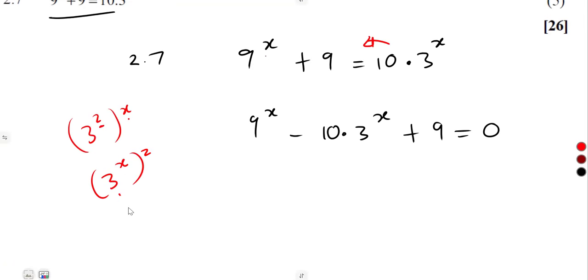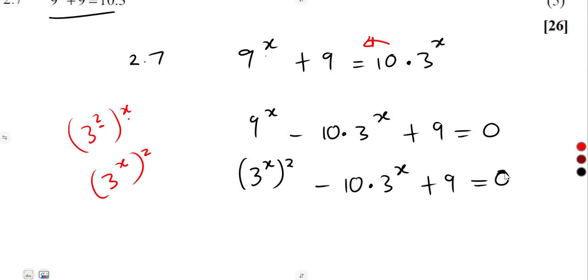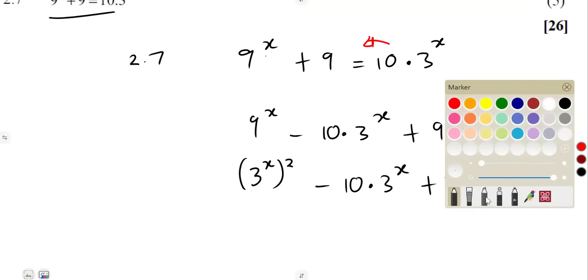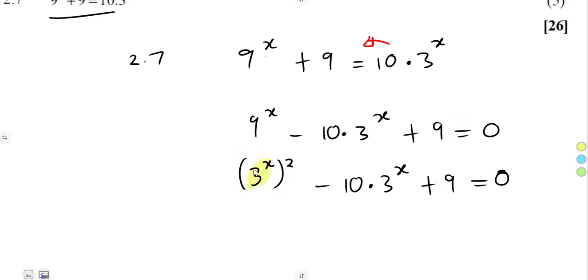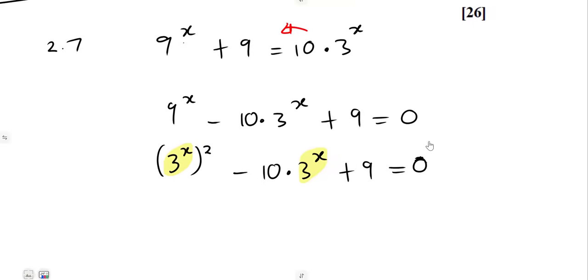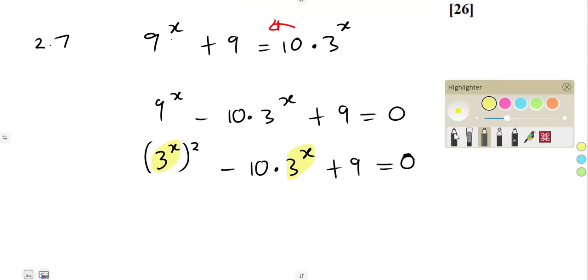So we just need a format which looks the same as here, 3 to the exponent of x. So 9 to the exponent of x can be written as what? 3 to the exponent of x squared. All right, minus 10 times 3 to the exponent of x plus 9 is equal to 0. So as we can see, that's exactly a quadratic equation. The highest exponent is what? Is 2. So where we have 3 to the exponent of x, we can replace it with any constant. All right, we can introduce any constant in place of that.